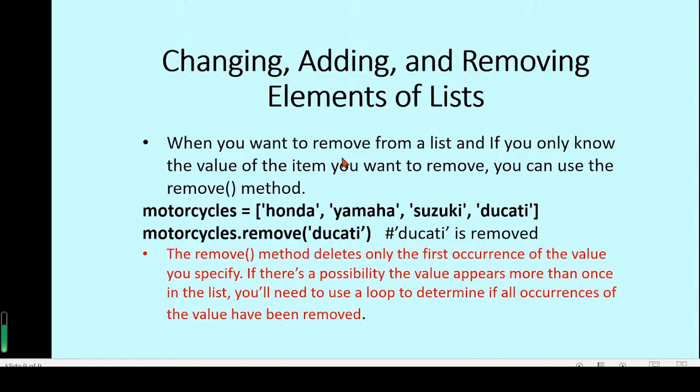So when you want to remove from a list, if you know the value of the item you want to remove, you can use the remove method. So this is a list with 4 motorcycles. If we want to remove the item with this value, we can use motorcycle.remove Ducati. So Ducati is removed, but note the remove method deletes only the first occurrence of the value you specify. So if there is a possibility the value appears more than once in the list, you will need to use a loop to determine if all occurrences of the value have been removed.